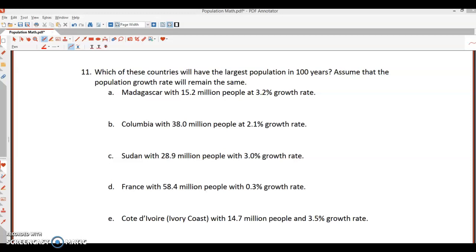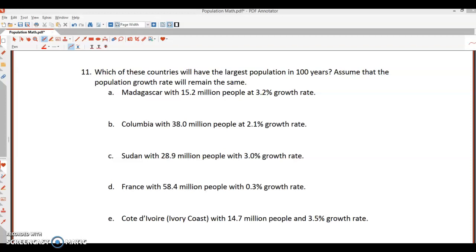So I wanted to show you guys how to do the last set of questions on the last page. There's a formula basically that they're going to use. So I'll do the first one with you, and then you guys will understand how to do the rest of it. Okay? So it says, which of these countries will have the largest population in 100 years? Assume that the population growth rate remains the same.